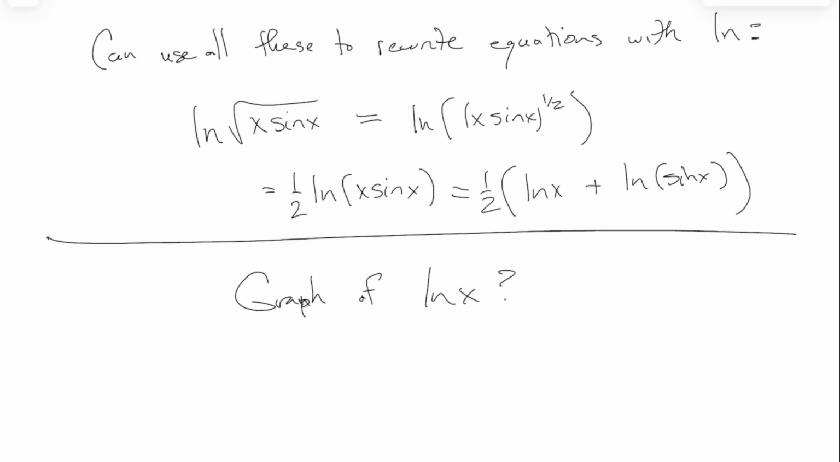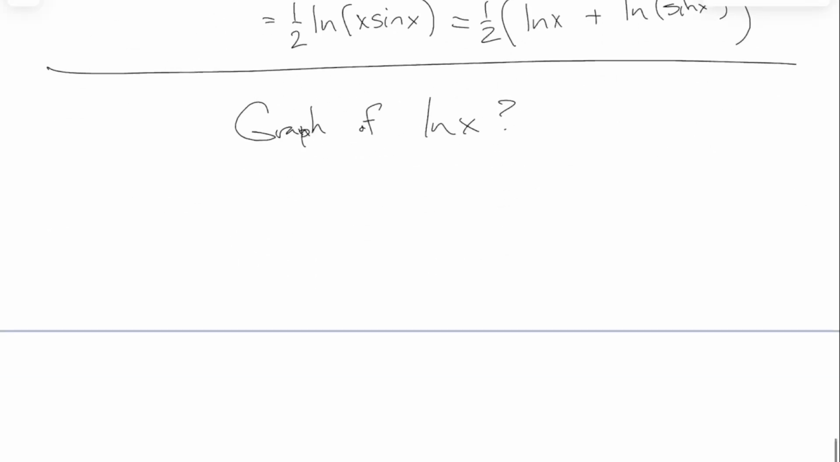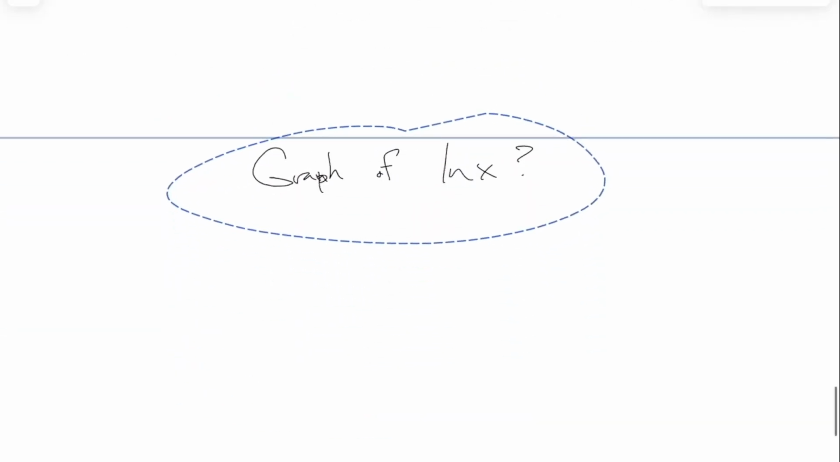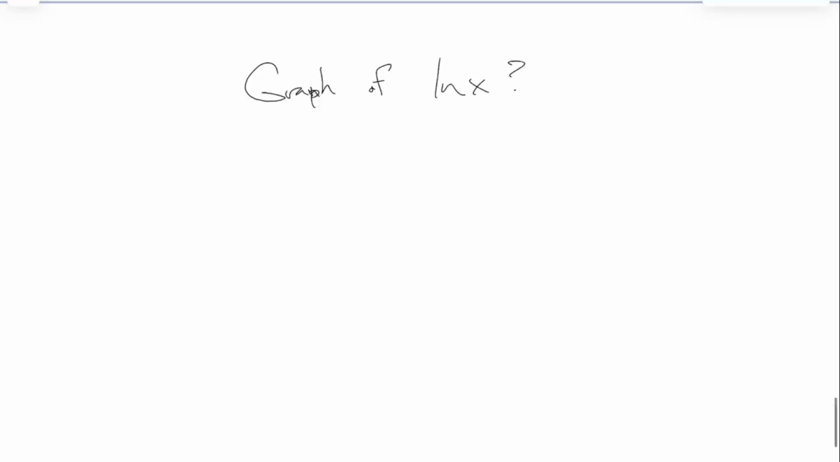I hope everybody, if you've forgotten what the graph looks like, that's fine, because we're about to talk about it. I hope everybody has a vague idea of what the graph of the natural log looks like. I'll refresh our memory. This is the definition. ln x is the integral from 1 to x of 1 over t dt, right? What does the graph look like?